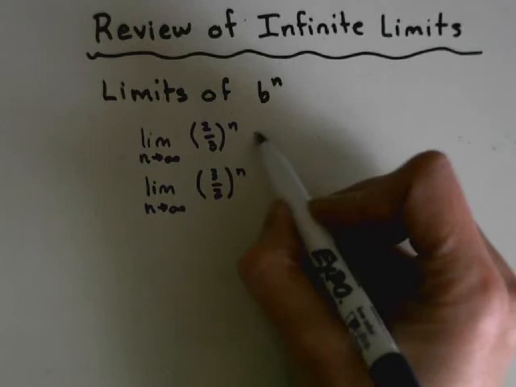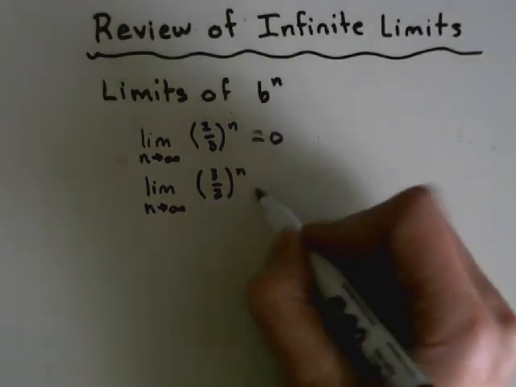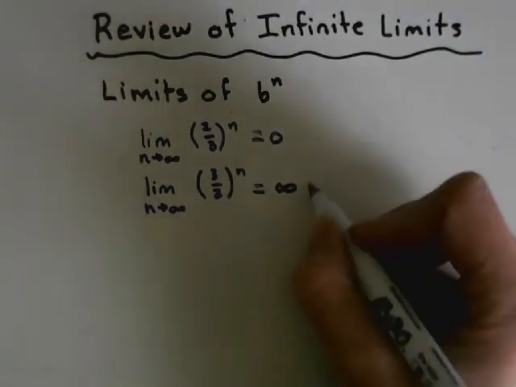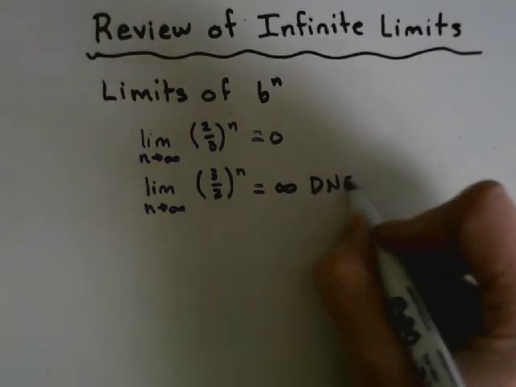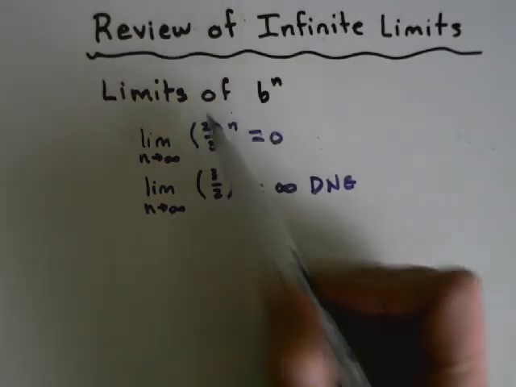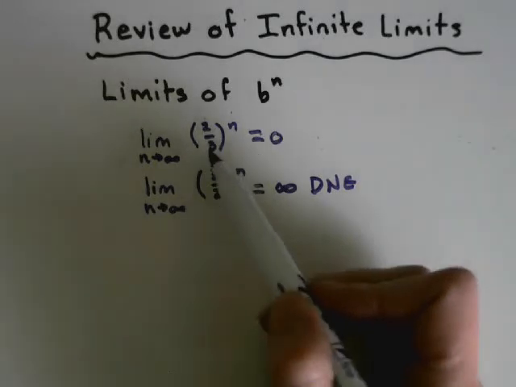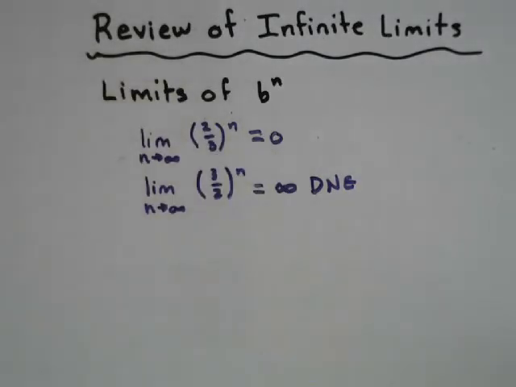So 2/3 to the n went to 0. 3/2 to the n went to infinity or does not exist. And it depends on what the number on the inside is. So 2/3 is a number that's less than 1. 3/2 is a number that is bigger than 1. And that's what's going to determine the limit for an exponential function like this.